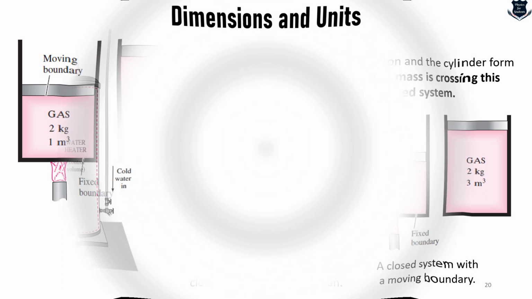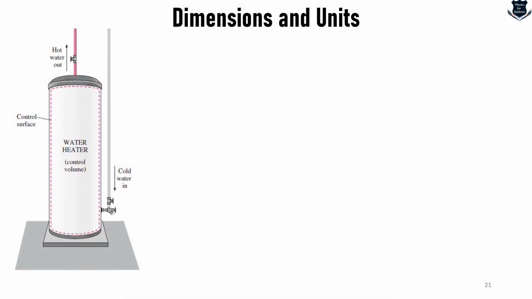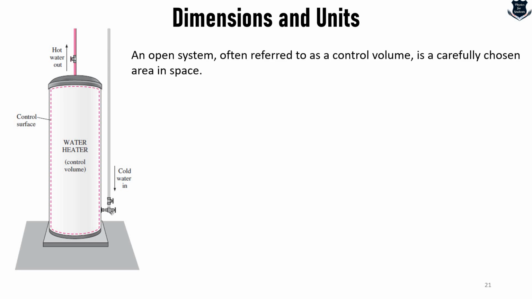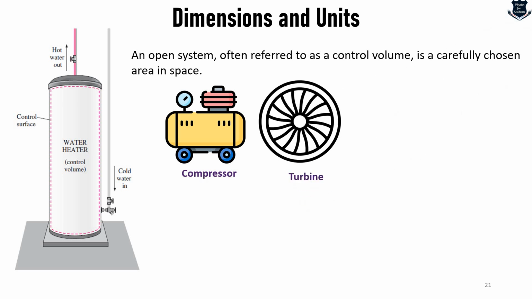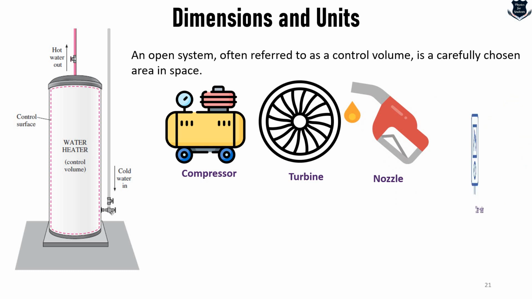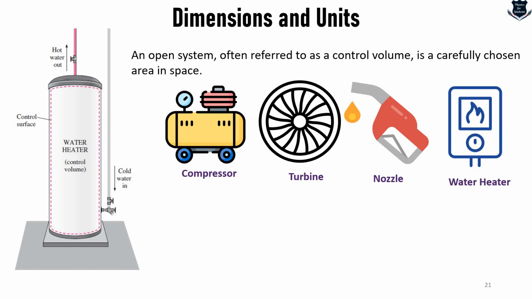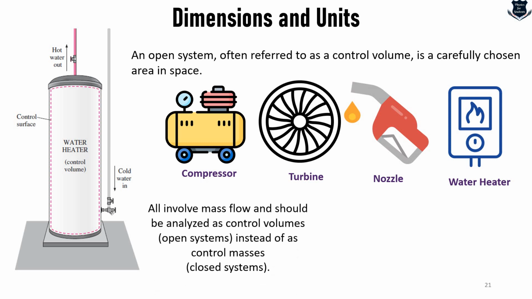Here is a diagram of what is called an open system or control volume. A control volume is a selected region in space. It usually encloses a device that involves mass flow, such as a compressor, a turbine, a nozzle, or a water heater, and there can be many more examples. Flow through these devices is best studied by selecting the region within the device as the control volume. Both mass and energy can cross the boundary of a control volume.